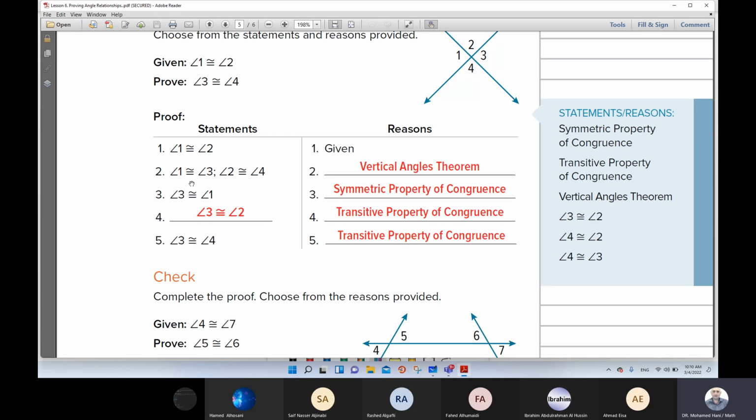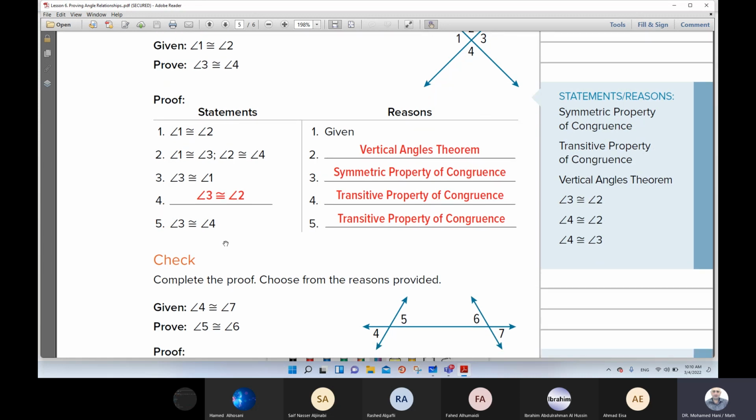1 congruent with 3 and 2 congruent with 4 and 1 equal 2. So 1 equal 3, we can write 3 equal 1 and 3 congruent with angle 2. This is transitive property of the congruence. Then we can write angle 3 congruent with angle 4 because angle 3 equal angle 2 and angle 2 equal angle 4. So we can directly write angle 4 congruent with angle 3. This is transitive property of the congruence.